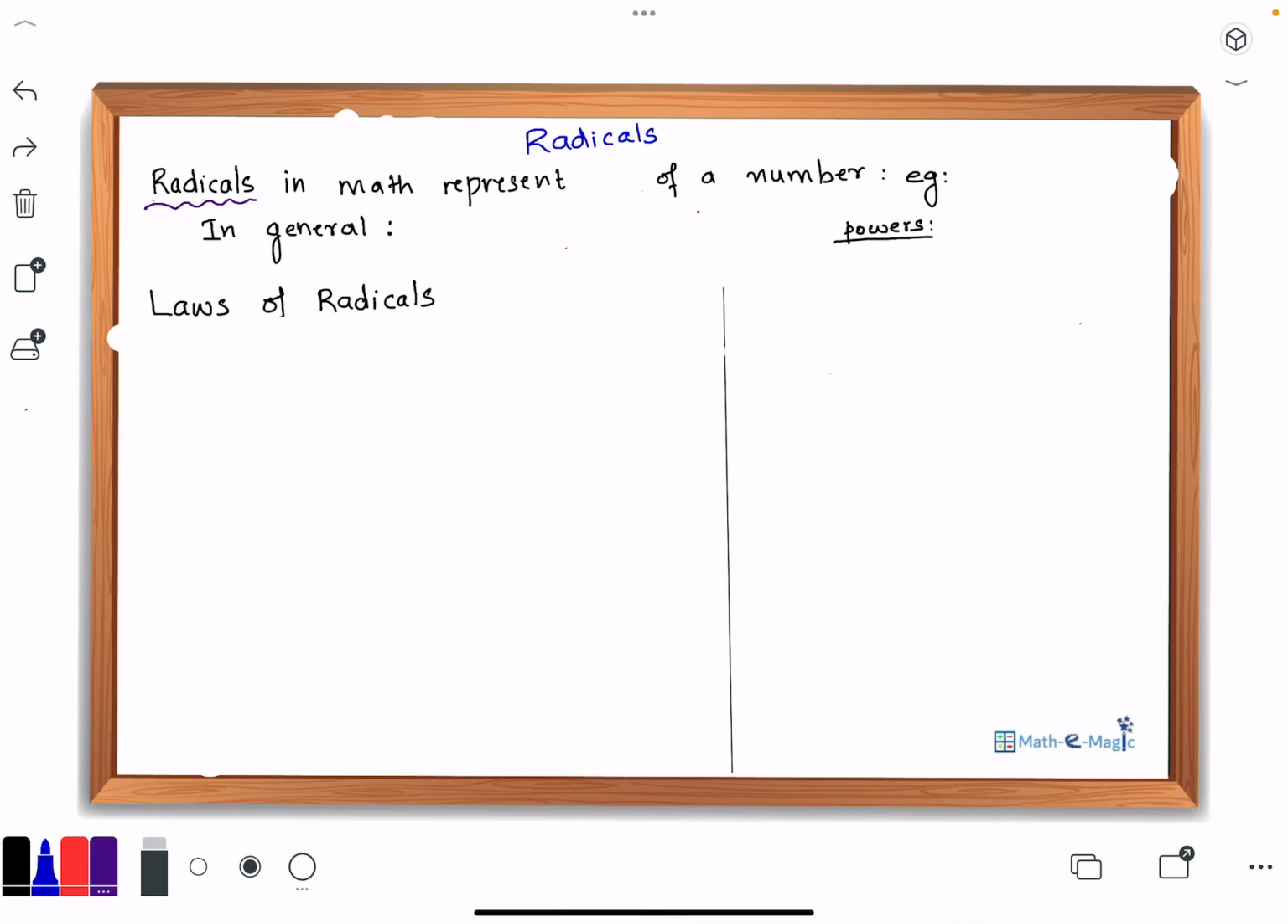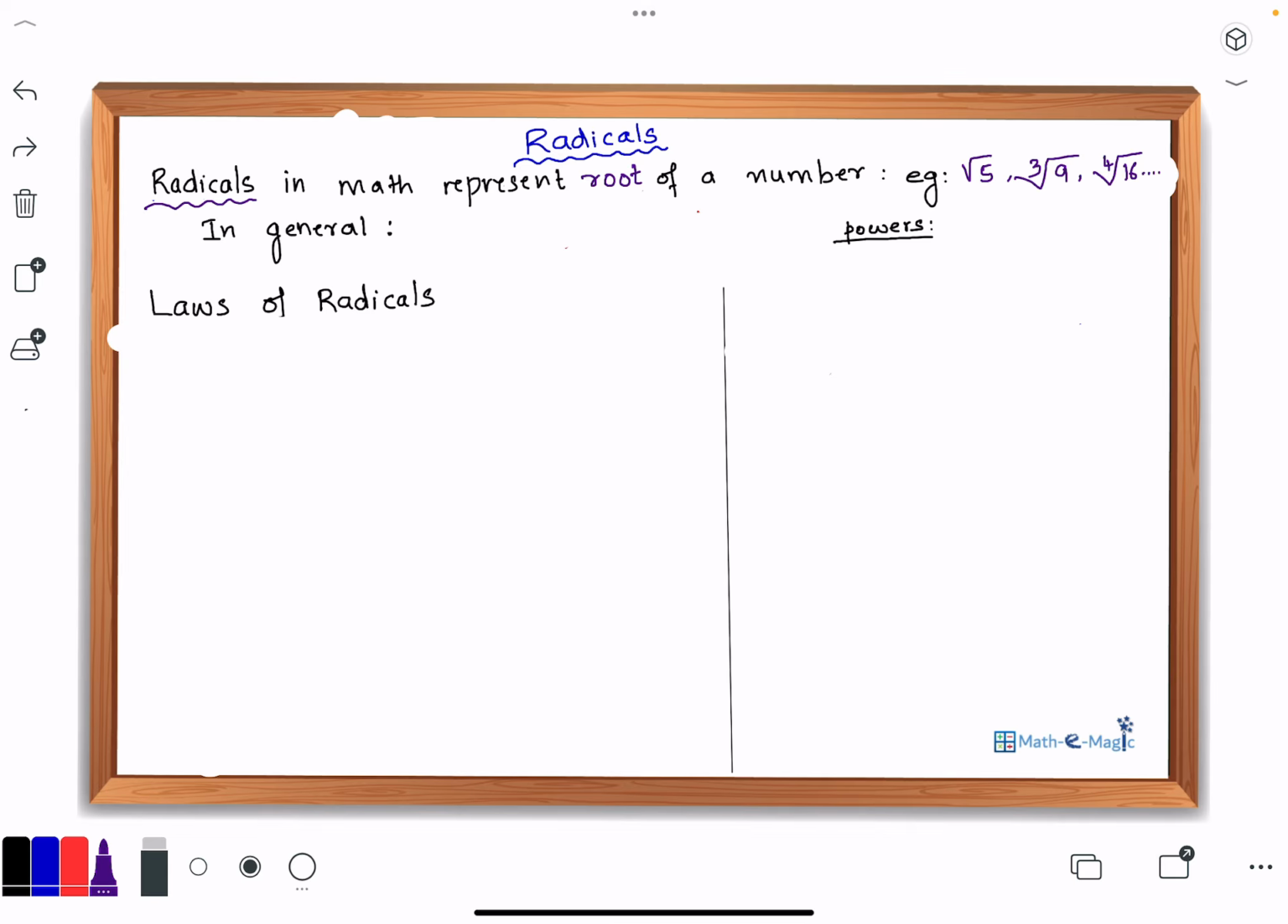Today we are going to learn about radicals. Now what are radicals? Radicals in math represent the root of a number. For example, if I say the square root of 5, or the cube root of 9, or the fourth root of maybe 16, and so on. This representation of a number with a root sign is nothing but a radical.